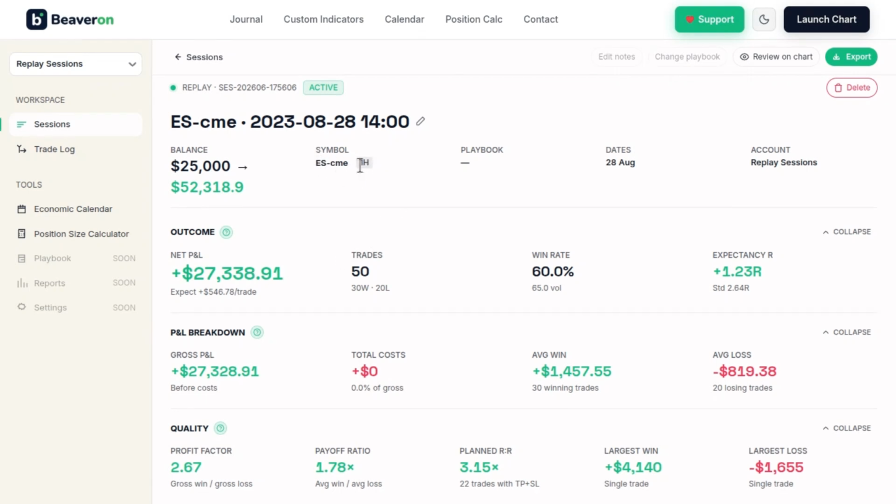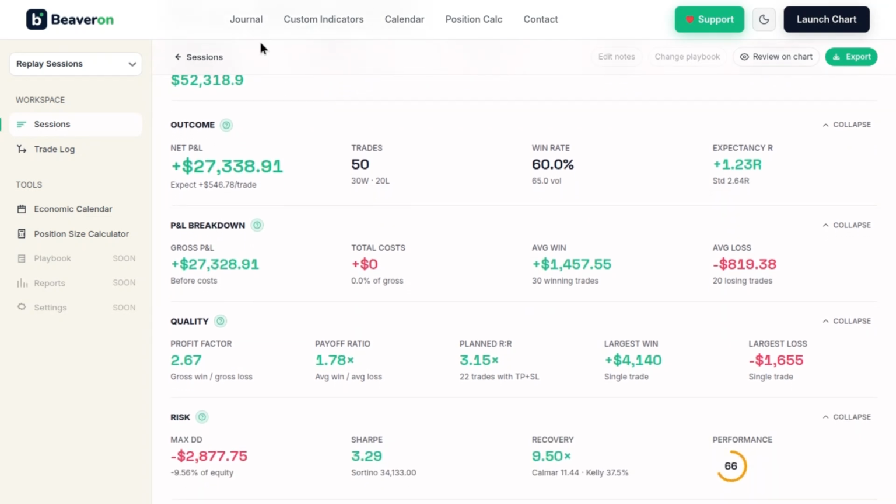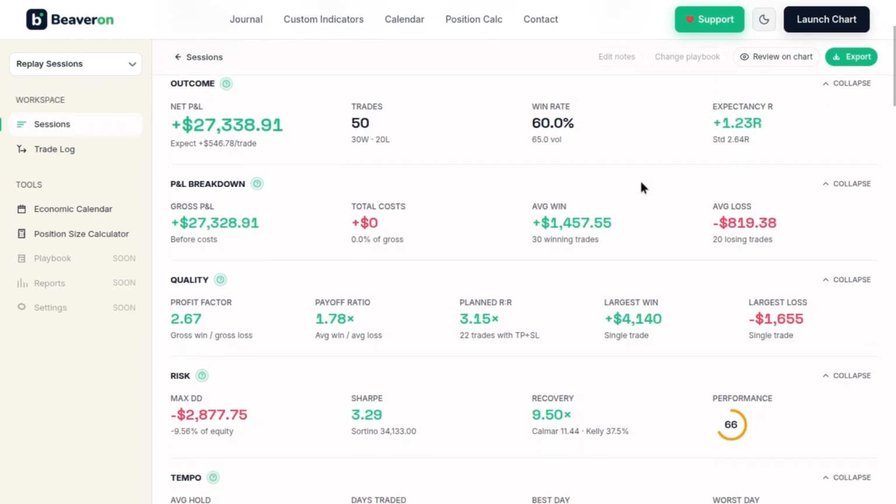I used the 1 hour time frame. And this was obviously a replay backtesting session. So 50 trades, 30 wins, 20 losses. This is obviously a 60% win rate, which is pretty decent. Remember, it is only 50 trades, so it's not a large enough sample to really gauge exactly how this would perform longer term. It says our expectancy is 1.23 R, standard deviation is 2.64 R.